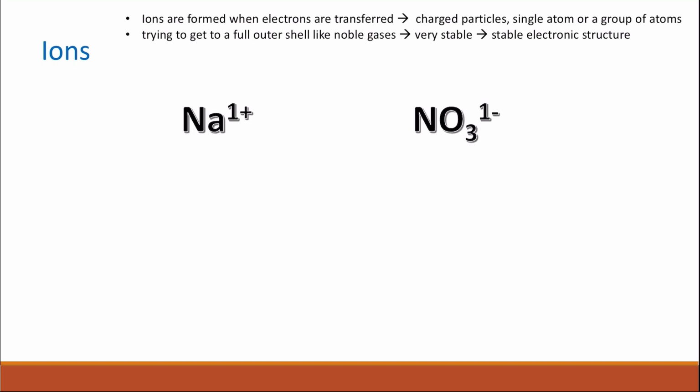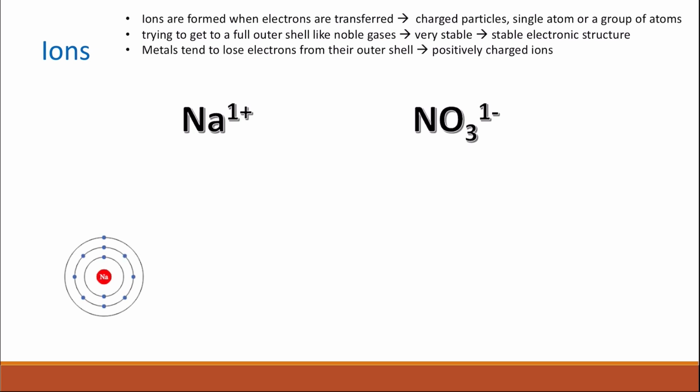Atoms are trying to get to the full outer shell of electrons like noble gases because that will give them stability. So the complete or the full outer shell is a stable electronic structure. So metals tend to lose electrons from their outer shell and give you positively charged ion. Example of that is sodium.